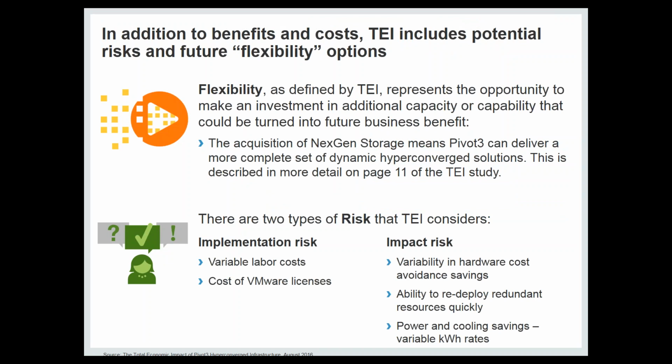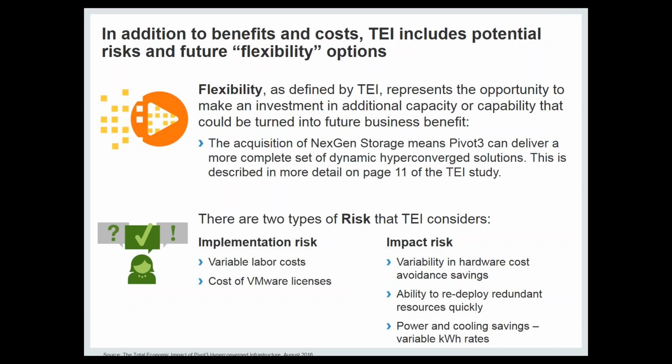Flexibility, as defined by Forrester's TEI framework, represents the opportunity to make an investment in additional capacity or capability that could be turned into future business benefit. The acquisition of next-gen storage by Pivot3 means Pivot3 can deliver a more complete set of dynamic hyperconverged solutions. This is described in much more detail in the TEI case study.